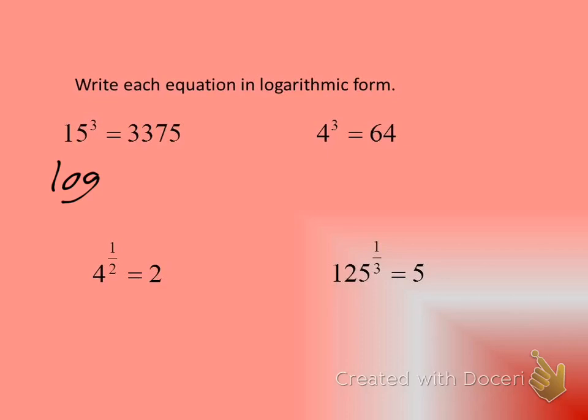Okay. Now, the base of the exponential becomes the base of your logarithm. So what's the base in this first one? 15. So 15 gets rewritten down here by the tail end of the g. That's where it goes. All right. Now, what do you do with the 3 and the 3,375? You put 3,375 equals 3. Good. You switch them. Just switch their places. 3,375 equals 3. So that's how I would start that. So like for the next one, I would put log first.